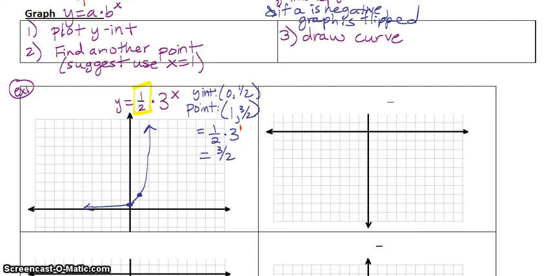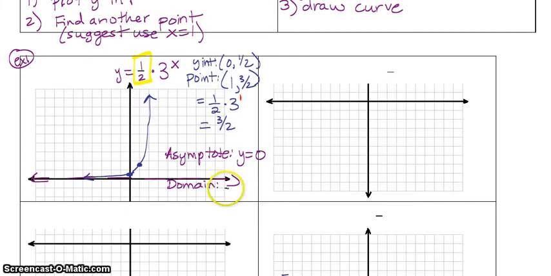We also want to state the asymptote and the domain and range. So the asymptote in this situation, well, it has not shifted up or down. We'll be doing that later. So the asymptote has just stayed at y equals 0. And the domain and range are actually the same as we started with the one I did earlier. So the domain is all reals, and the range is y is greater than 0.